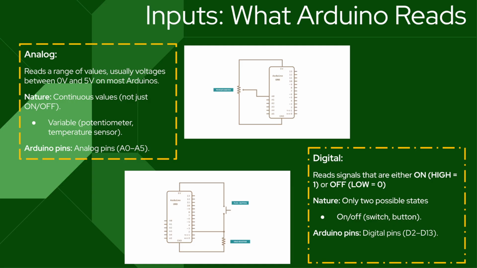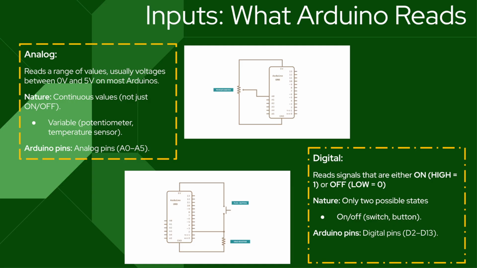Digital inputs are just simple on and off, high, low, true, false, 0, 1, just different ways of looking at it. For example, it's like pressing a button. When you press a button, it's either on or off.